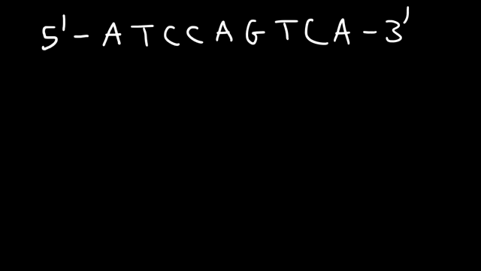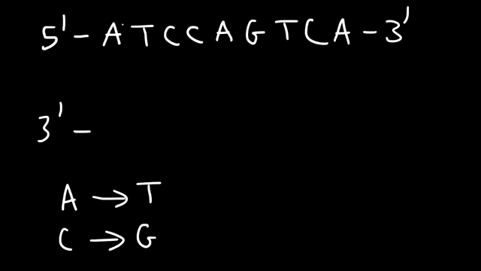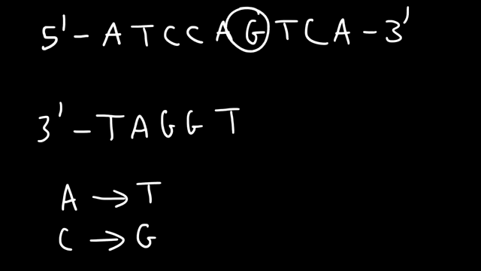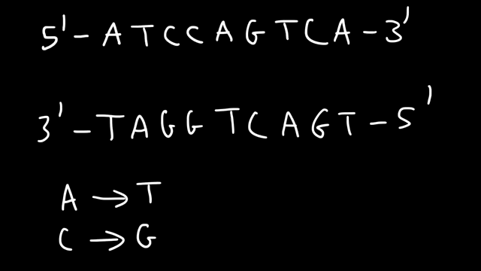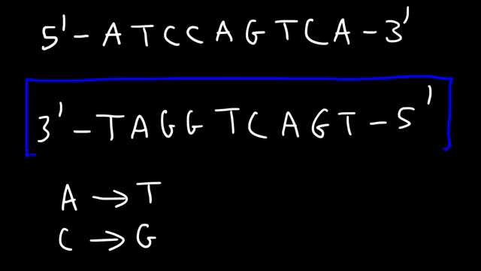Complementary to 5 is 3. And you need to know that A pairs up with T and C pairs up with G. So here we have A. We're going to pair it up with thymine. And here we have T. Let's pair it up with adenine. And C, we're going to pair it up with guanine. And A is going to go with T. G, we're going to pair it up with C. And so forth. So this is the complementary strand. That's how you can write the sequence, by knowing this piece of information.